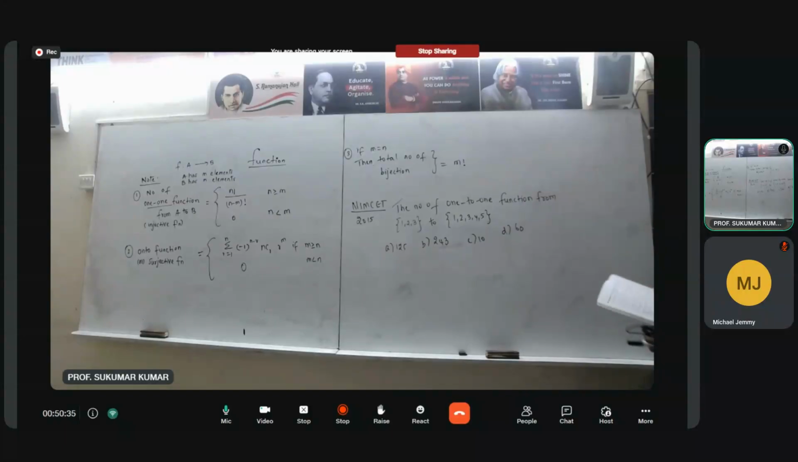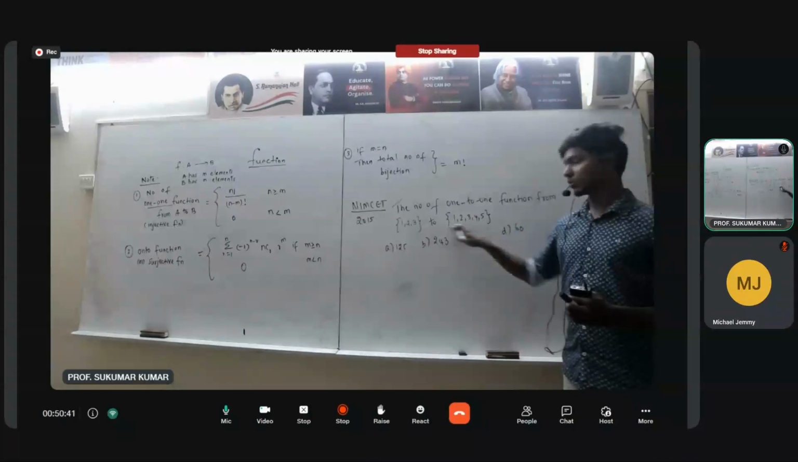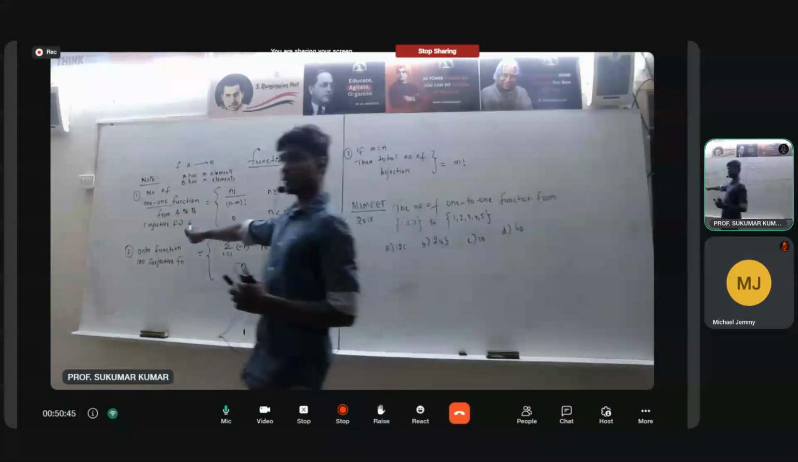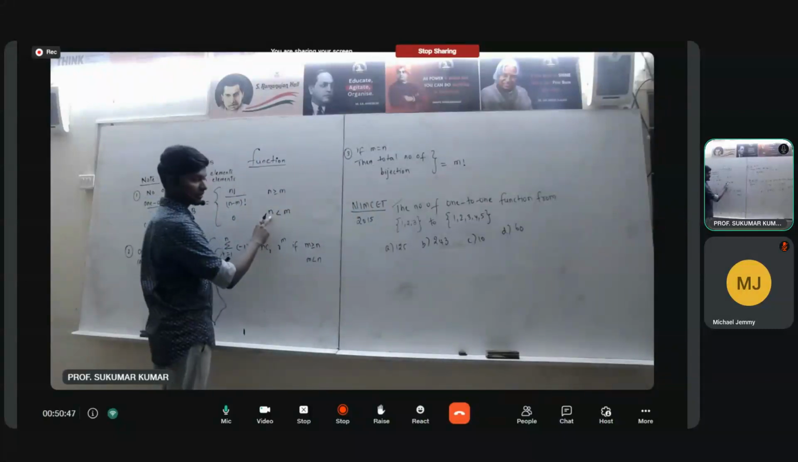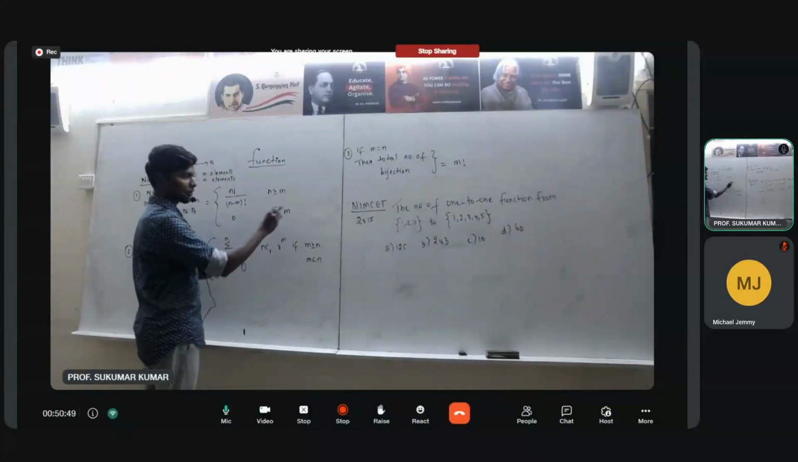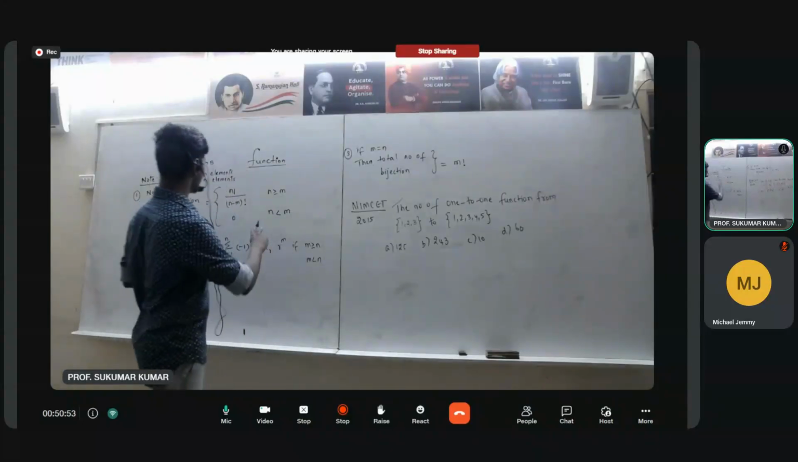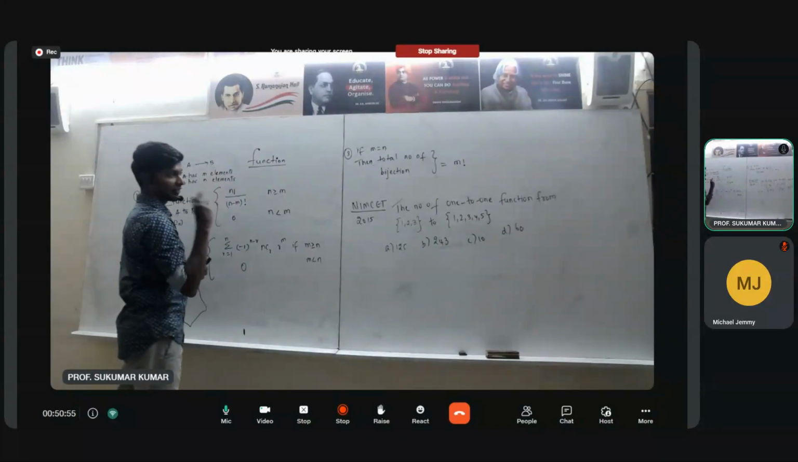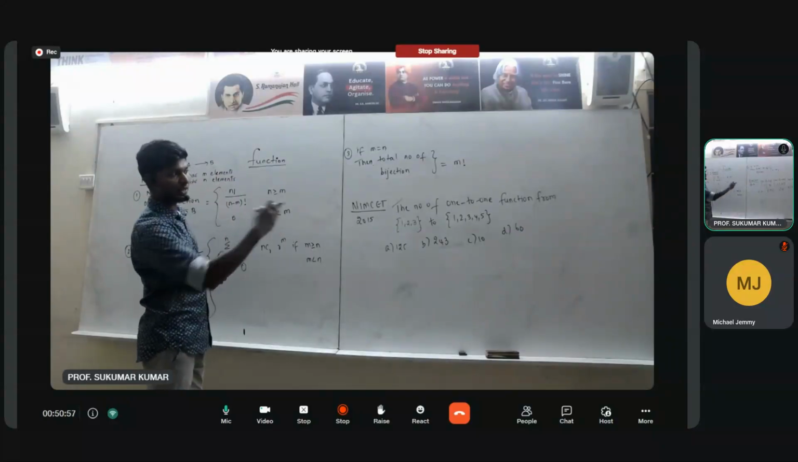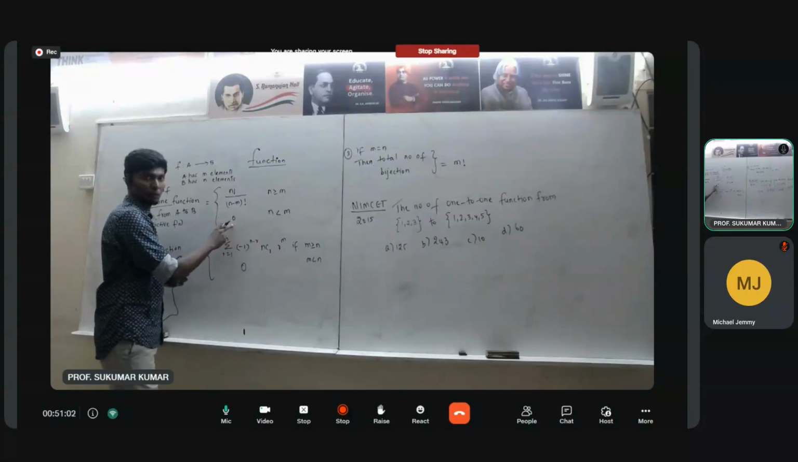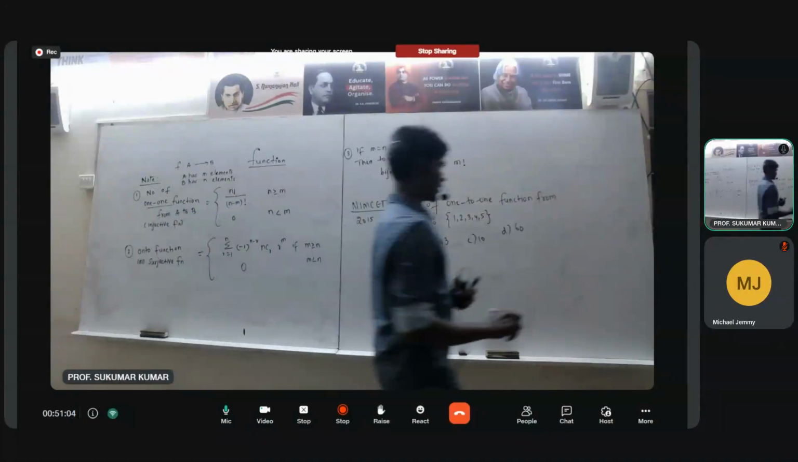And what they're asking in this question: find the number of one-to-one functions from this set to this set. And what is your condition for one-to-one? If n is less than m, where m is the number of domain elements and n is the number of codomain elements, if codomain elements are greater than the domain elements, we can find one-one functions. Otherwise we can find 0. Got it?